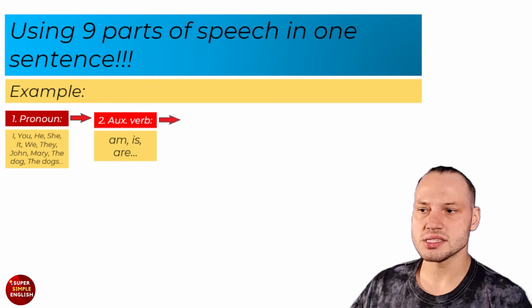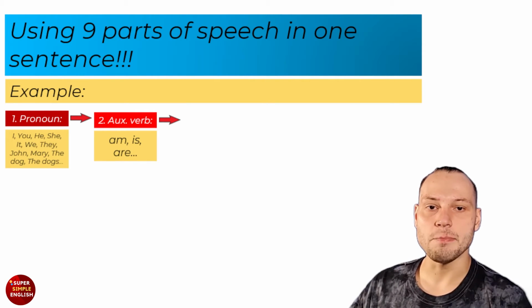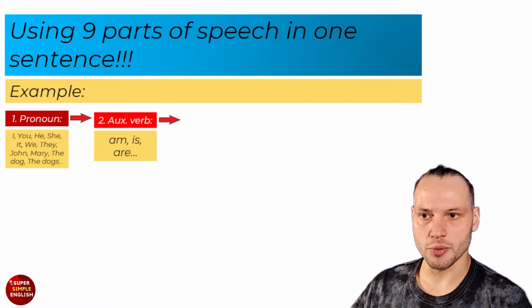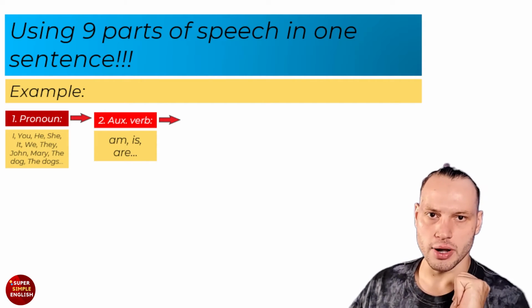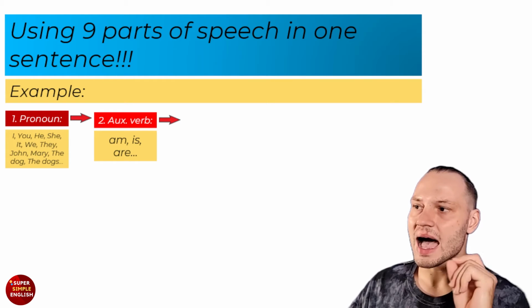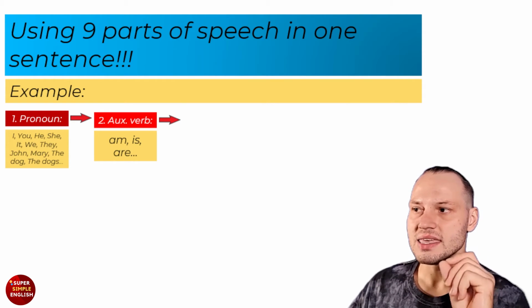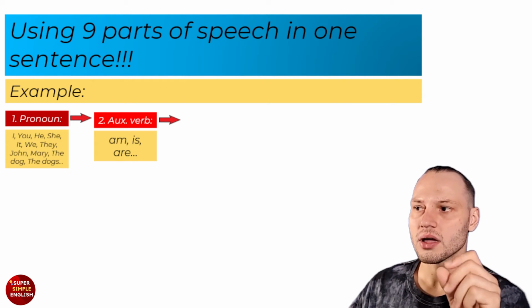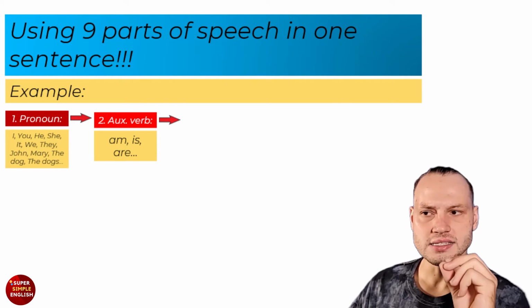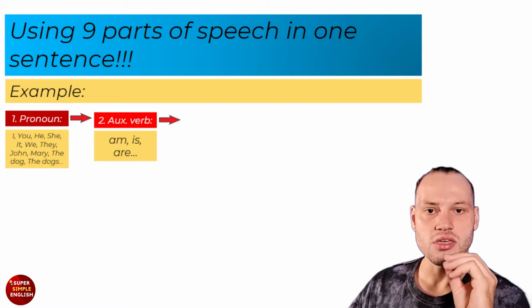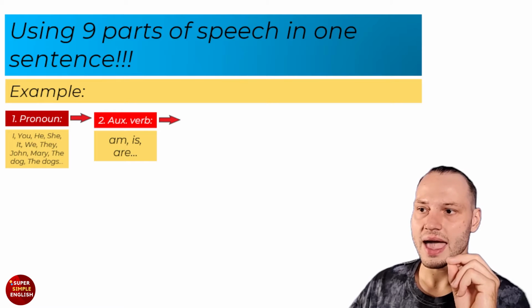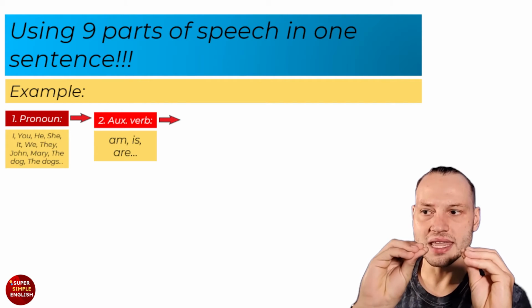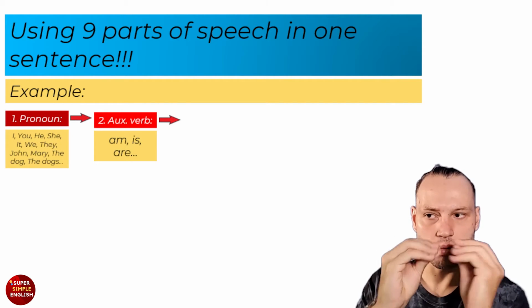Okay? An auxiliary verb is also called a be verb or a helping verb. And the auxiliary verb matches the pronoun. For example, I am, you are, he is, she is, it is, we are, they are, John is, Mary is, the dog is, the dogs are. Okay, so your auxiliary verb needs to be the correct one for the pronoun.